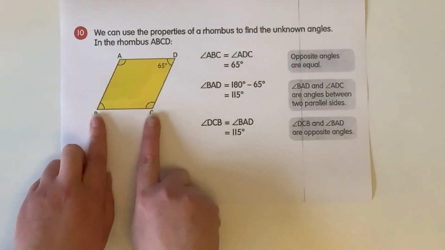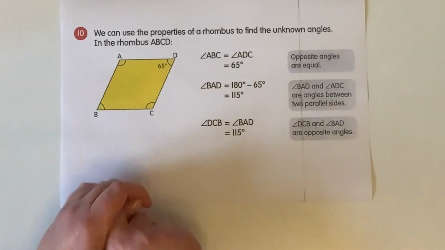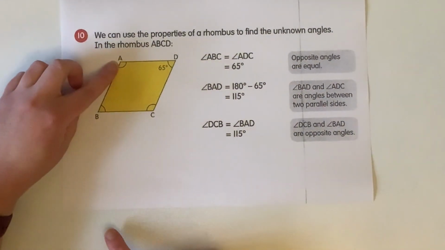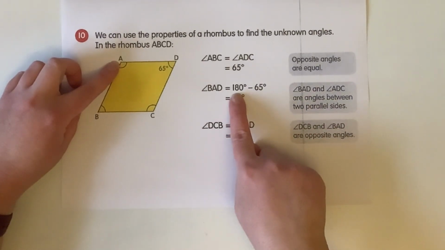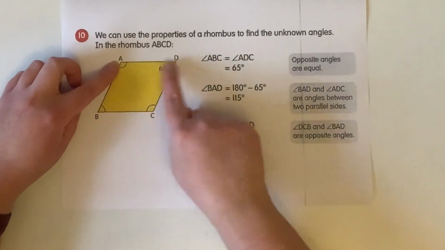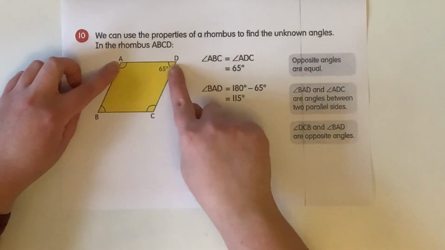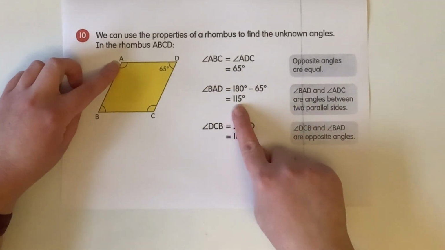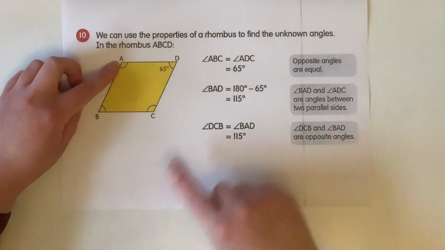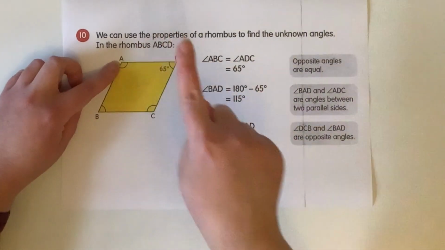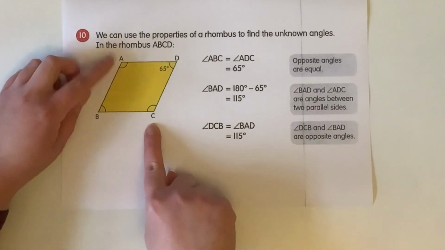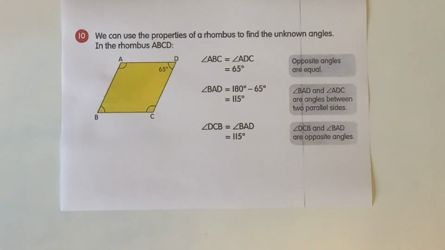Then because we know that the pairs of angles in a rhombus that are between 2 parallel sides add up to 180 degrees, I can work out these 2 angles here. So angle BAD. To work out this angle, I would do 180 degrees, subtract one of the angles that it's a pair with, could be this one, 65 degrees. So I'm going to subtract that to give me 115 degrees. And because this angle BAD is opposite BCD, I therefore know that BCD is also 115 degrees.